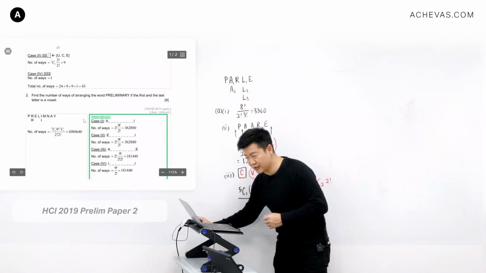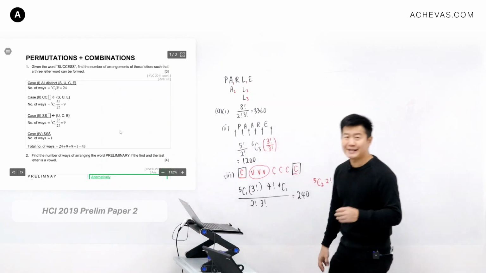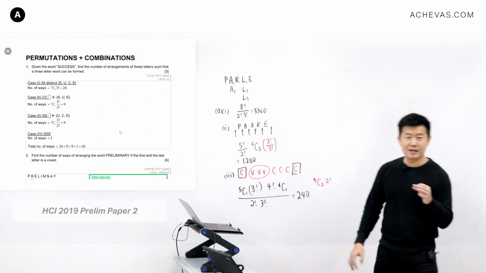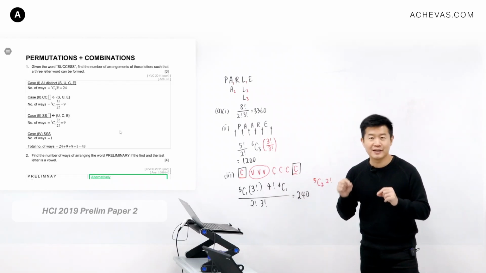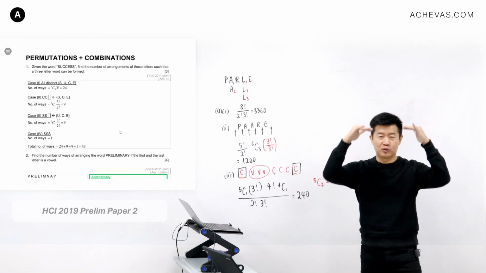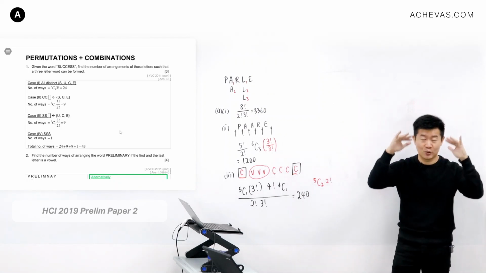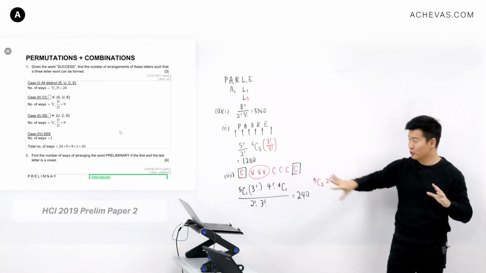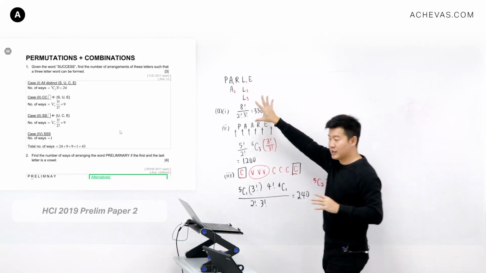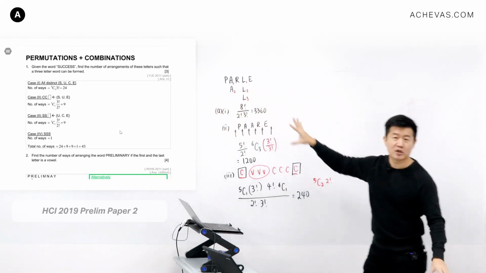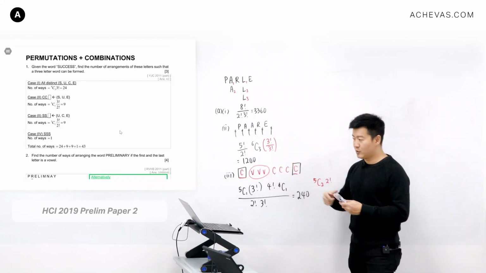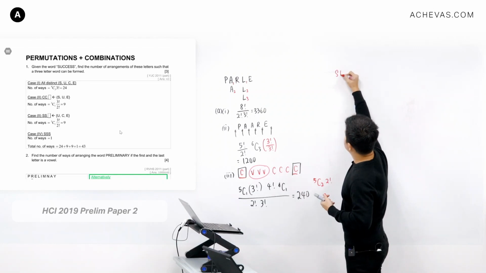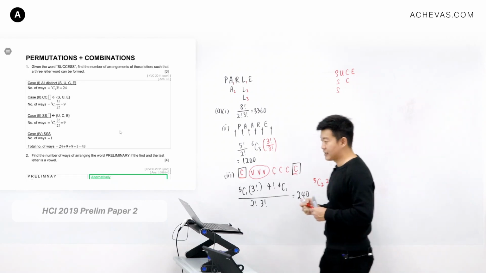Let's go back to that worksheet. Let's go back to question number 1. This kind of question is designed so that this kind of efficiency cannot happen. You have no way but to still list down the cases one by one. So please don't try to apply this to question number 1. What is so different between question number 1 and this? Question number 1, we have the word success. S-U-C-C-E-S-S.